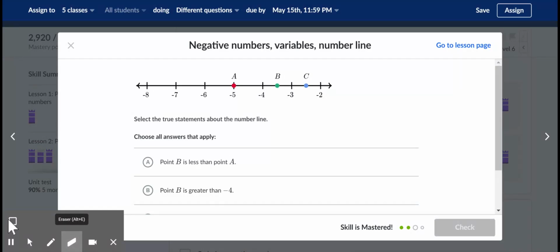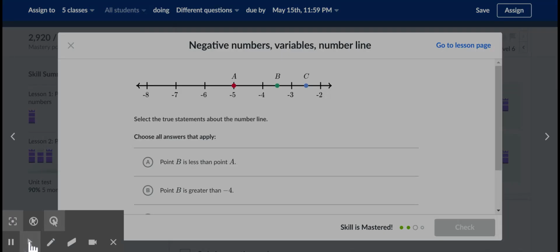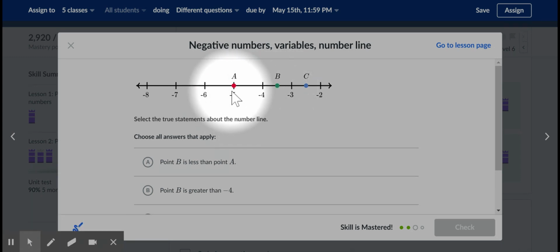All right. And then looking at this one, letter A says point B is less than point A. So here's point B, here's point A. A is to the left, which means A is actually less than B, not the other way around. So A can't be right.